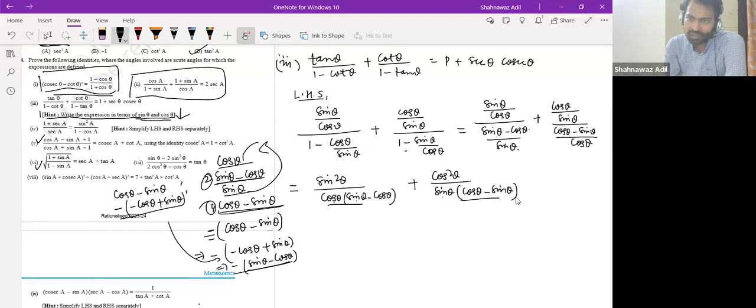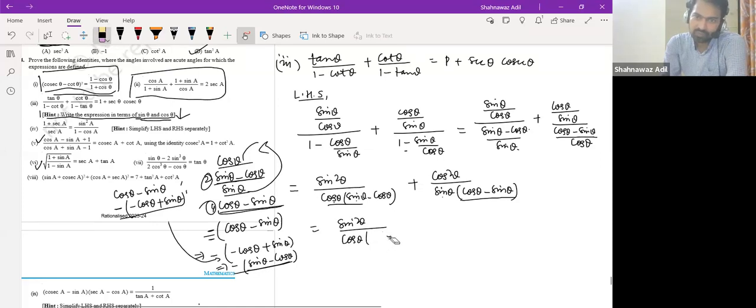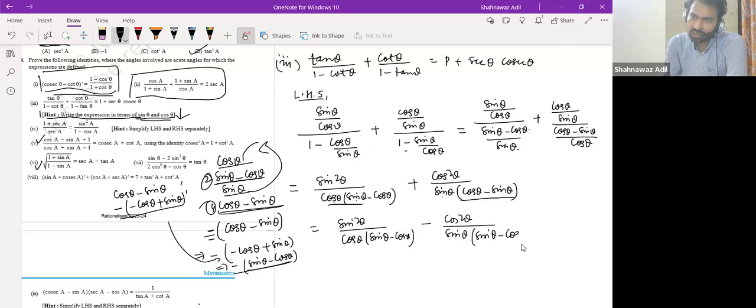So in this term, I can write it like, oh, already the time is over. Okay, so minus of cos square theta minus sine theta and sine theta minus cos theta. Is this clear from here to here?